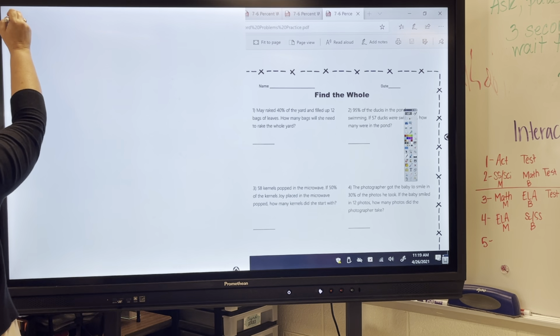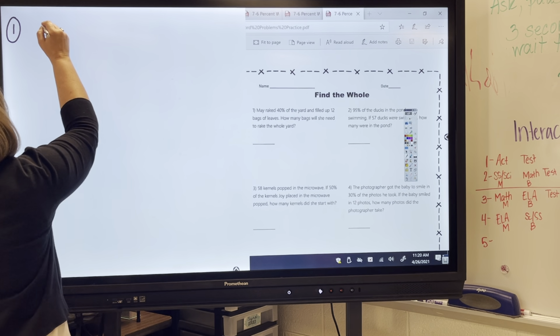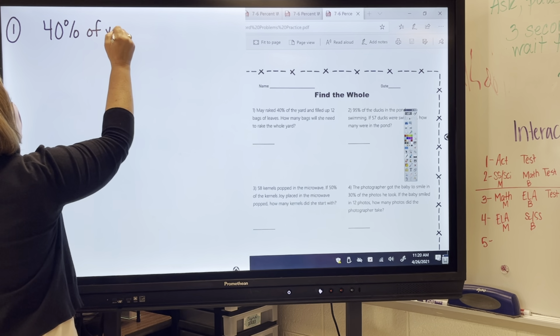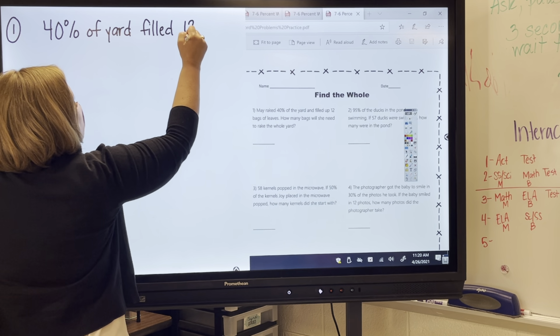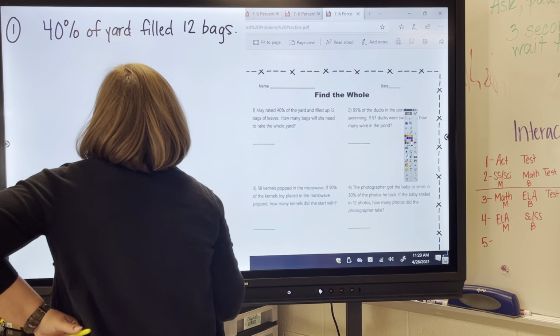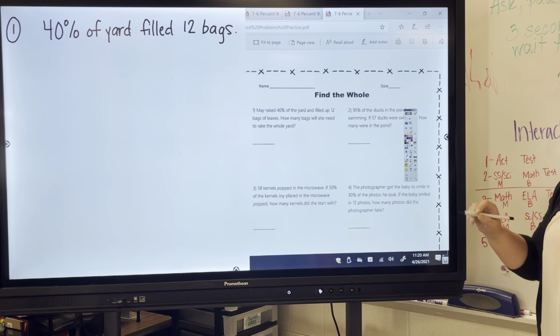Number 1 says, May raked 40% of the yard and filled 12 bags of leaves. How many bags will she need to rake the whole yard? So, 40% of the yard filled 12 bags. Is that right, 12? 40% of the yard filled 12 bags.